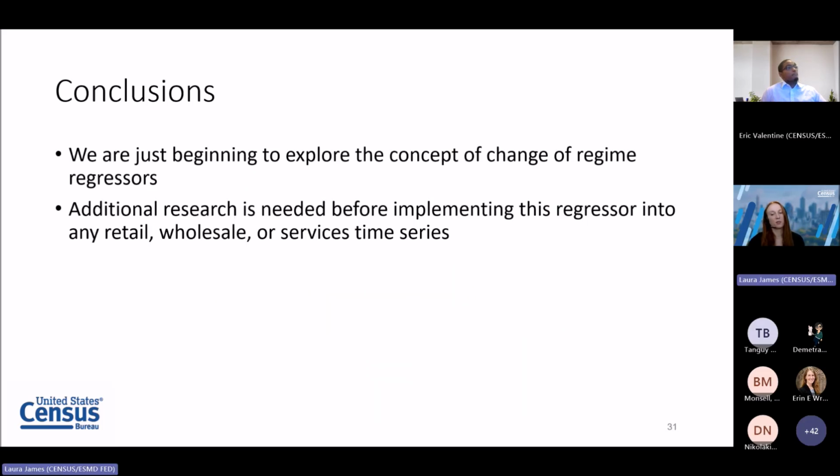So this was really just a preliminary look into the change of regime regressors for these 3 different surveys. And we're really just beginning to explore the concept of these regressors and their impacts on these time series. And we would need to do a lot more research before we actually decide to start implementing any of these into our retail wholesaler services time series. With that being said, I'll hand it over to Sam, who will talk about international trade data.